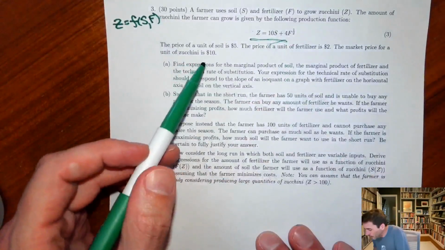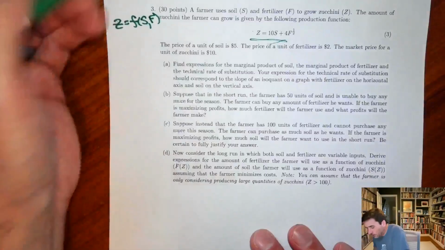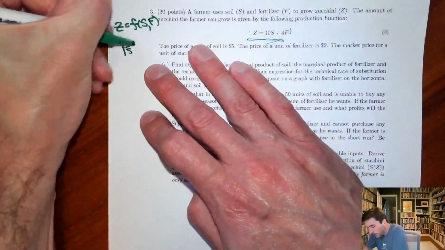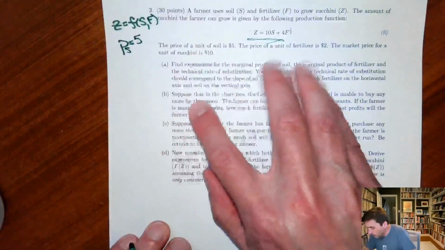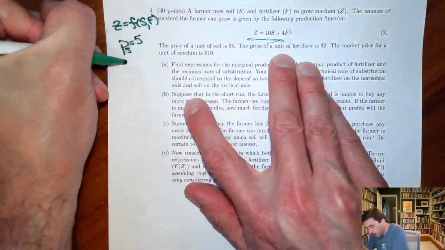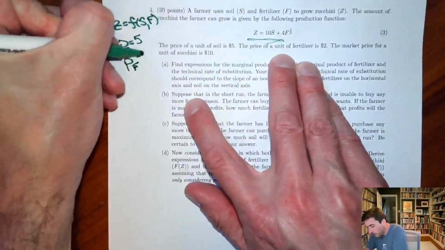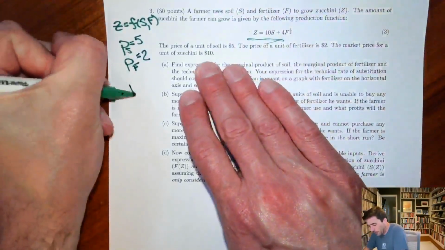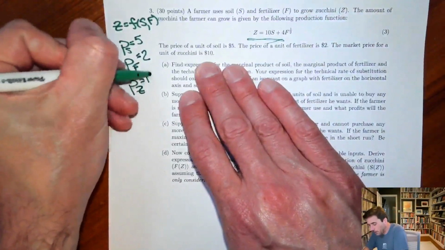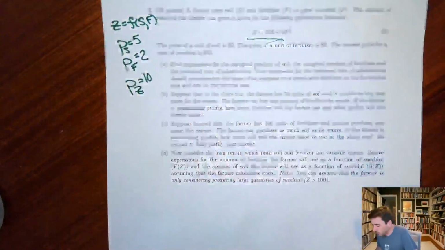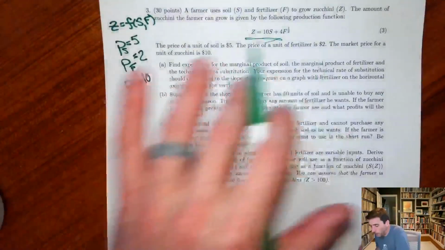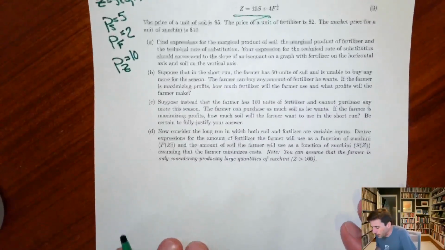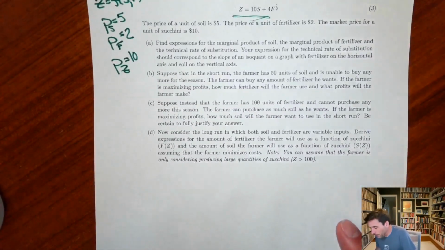All right, now we're given some prices. The price of a unit of soil is 5. Okay, so I'm going to keep track of that. PS is equal to 5. Price of unit fertilizer is 2, so PF is equal to 2. Market price for unit zucchini is 10, so PZ is equal to 10. All right, just writing those off to the side so I don't have to wade back into all of that text. Okay, so let's go ahead and get started with part A then.